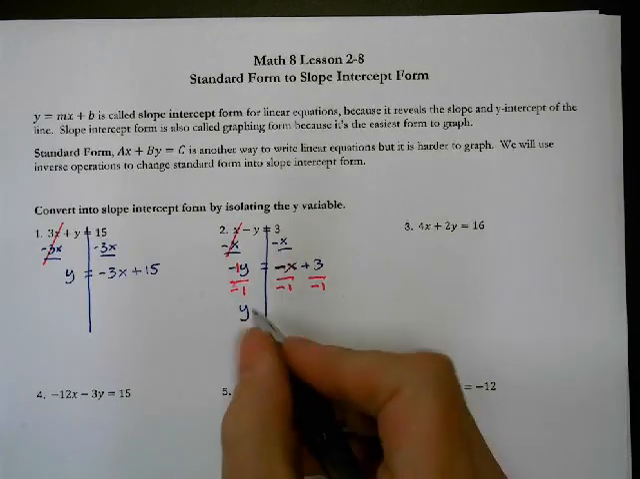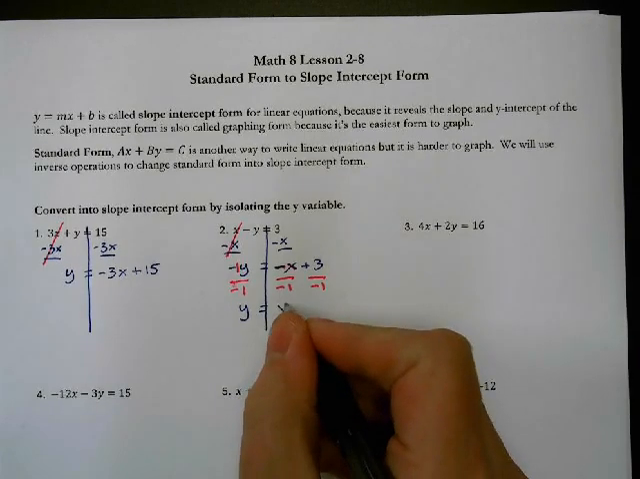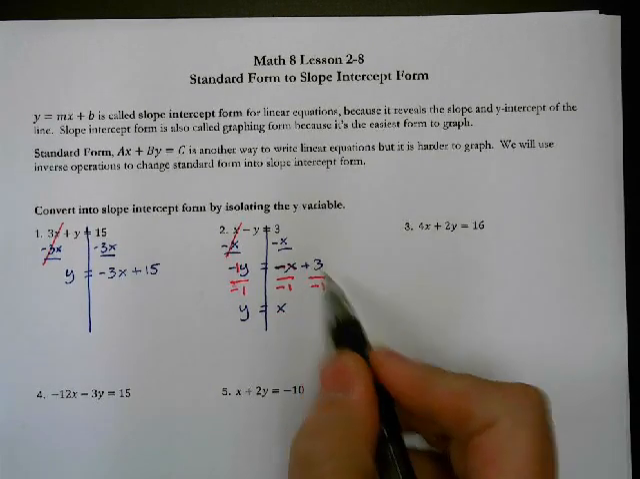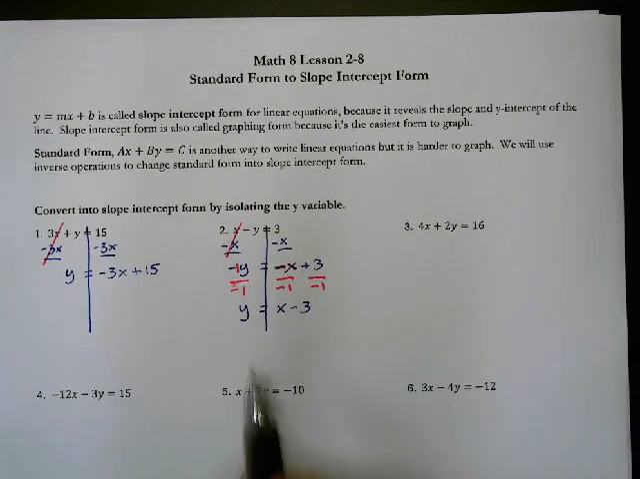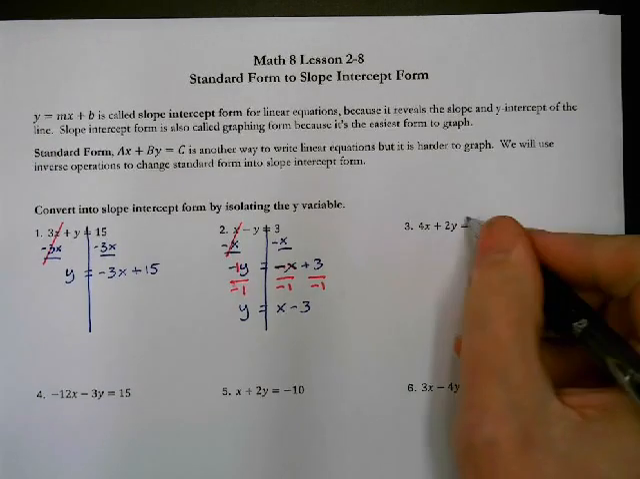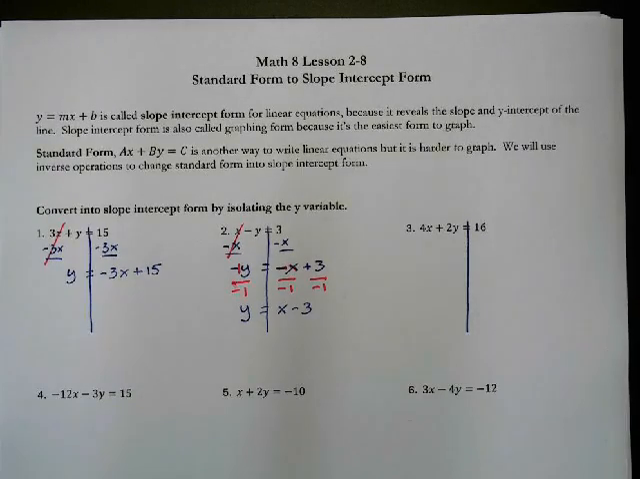So negative x divided by negative 1 is positive x. And then 3 divided by -1 is -3. It's now in slope-intercept form. My slope is 1. My y-intercept is -3. Let's keep on doing them. We've got 9 of these, so this might take a little bit.